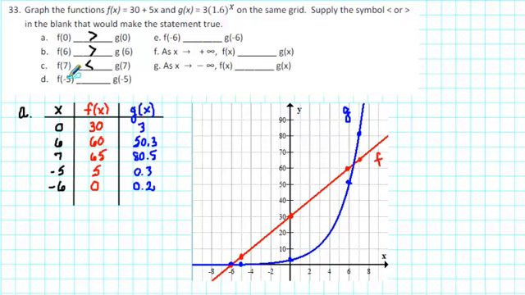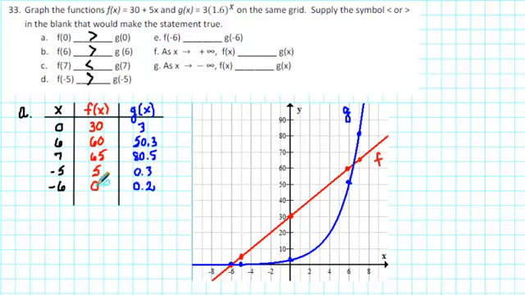Okay, next, f of negative 5 and g of negative 5. We see that f of negative 5 is 5, g of negative 5 is 0.3. 5 is bigger than 0.3, so f of negative 5 is greater than g of negative 5. And if we go over to negative 5 along the x-axis, we see that red is above blue.